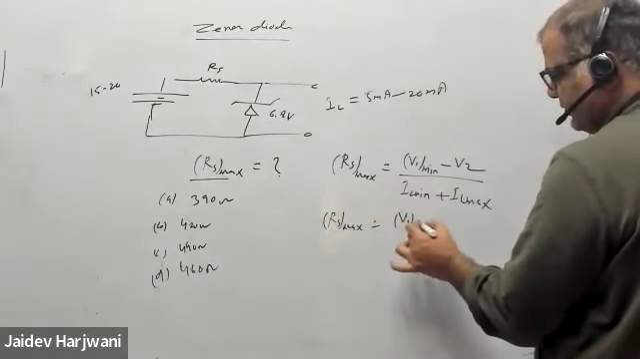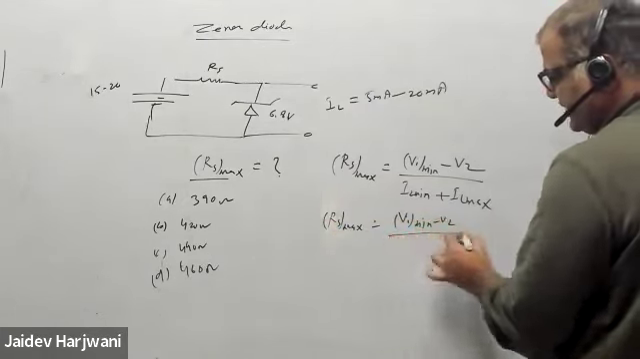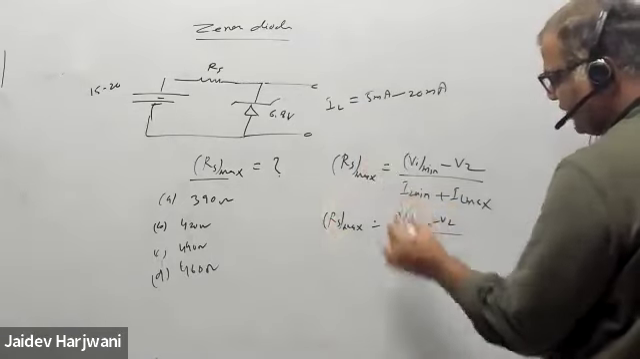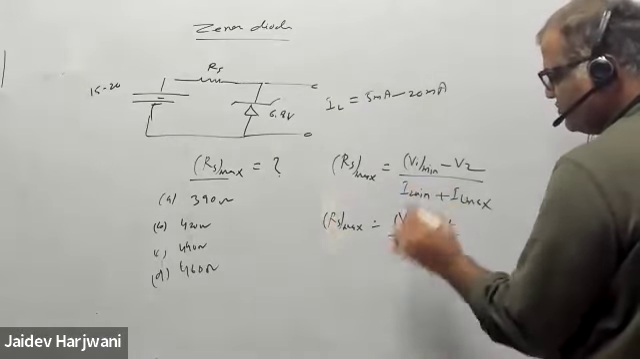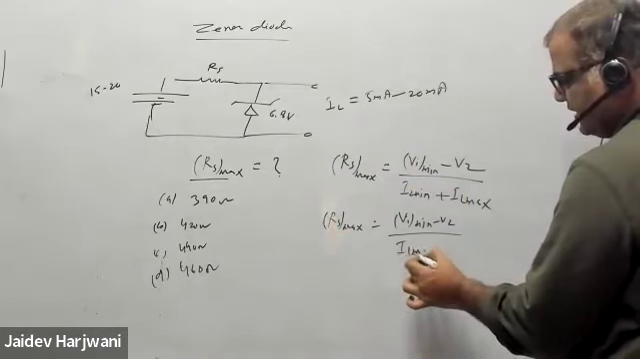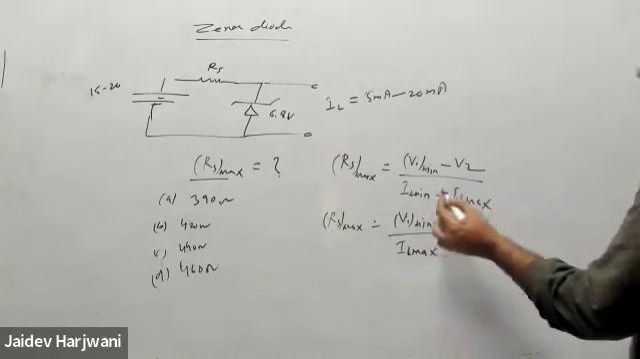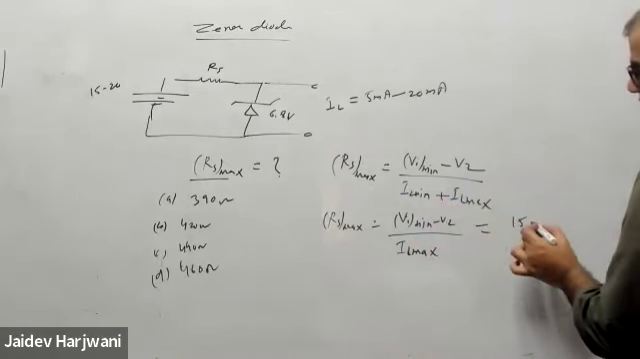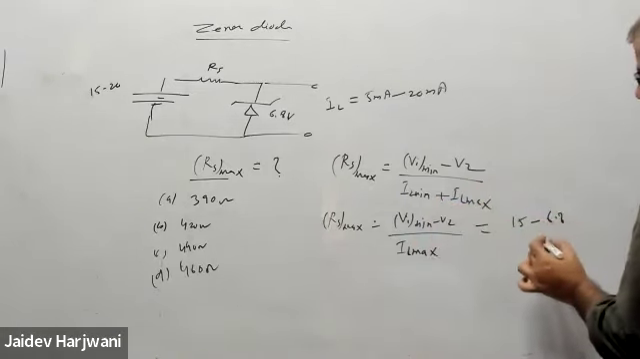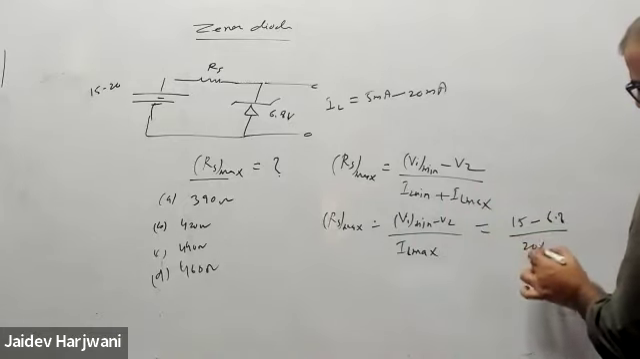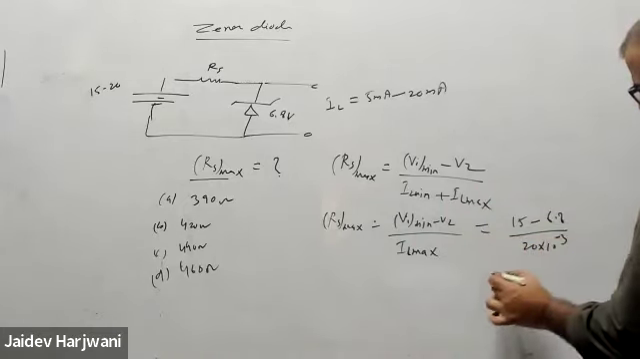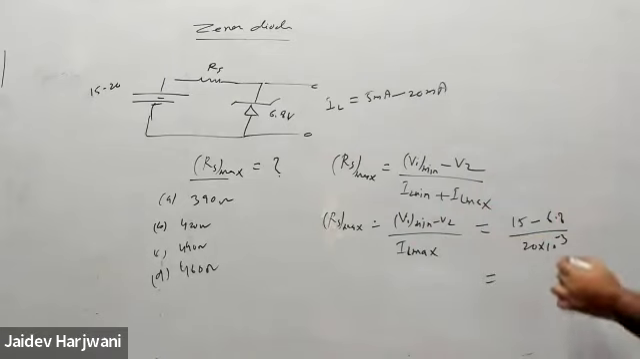equals VI minimum minus VZ, divided by IZ minimum plus IL max. I put IZ minimum 0 if it is not given in the question. Minimum value you can always put 0. Now everything is given to you. VI minimum is 15, VZ is 6.8 and IL max is 20 milliampere. Tell me how much answer is coming.